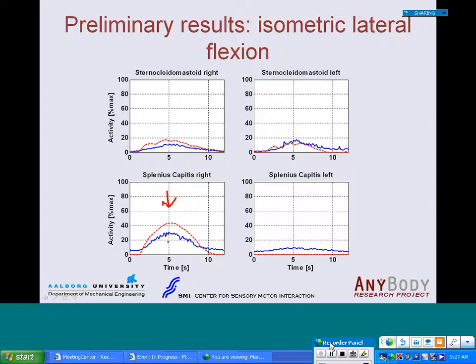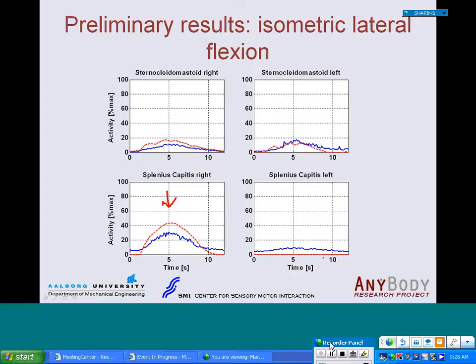Again, on the left side we see small activations in the EMG values, and the predicted activity is totally zero. So as you can see, this is the start of the validation. We will continue that, and then we'll try to measure more muscles as well, because we have only 4 muscles here, which is probably not totally representative of all the muscles we have in the neck.